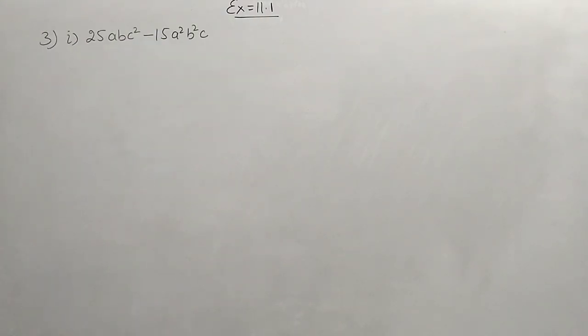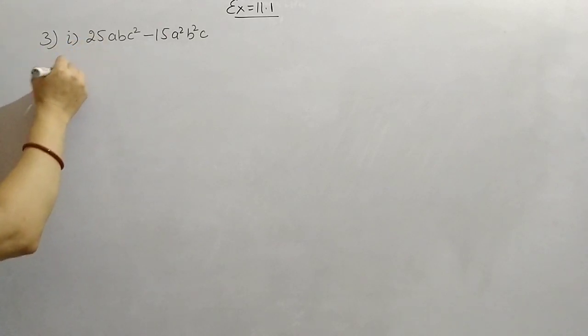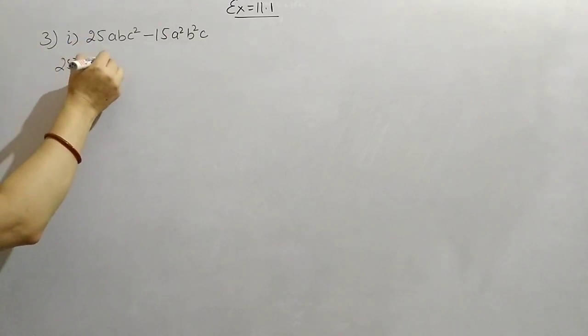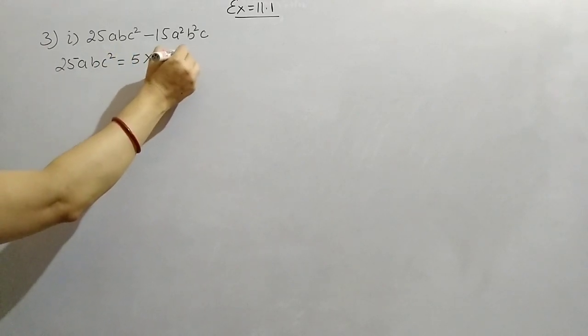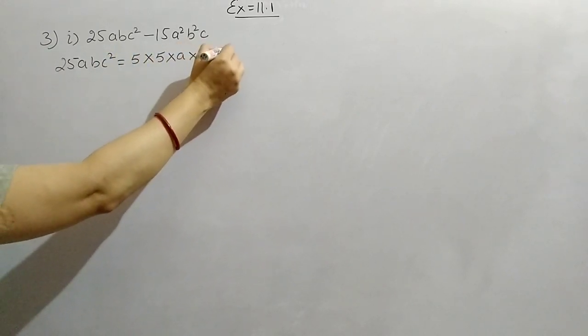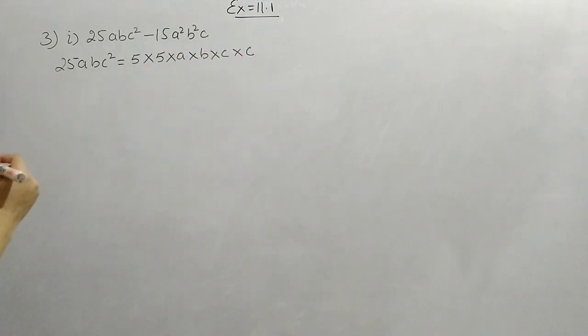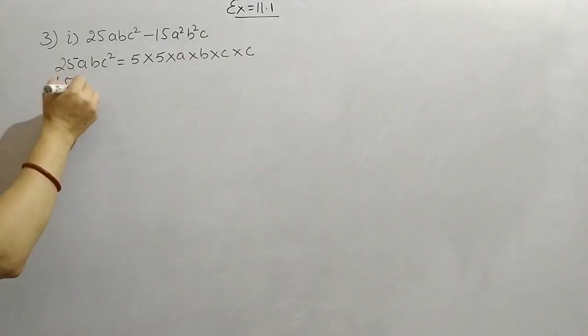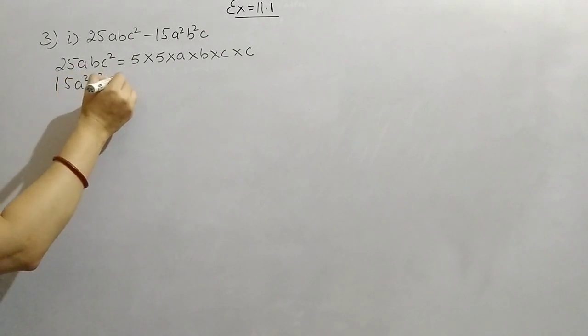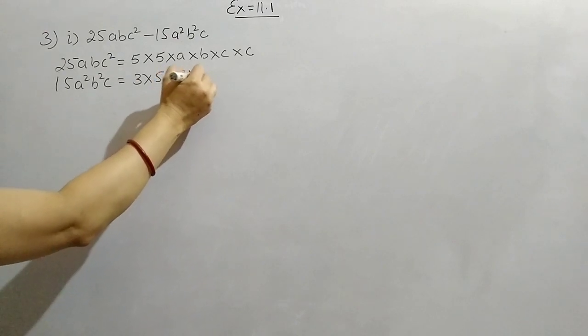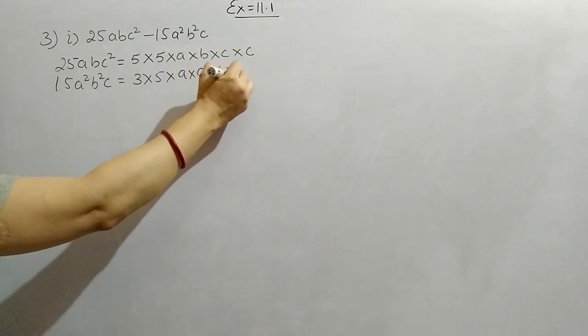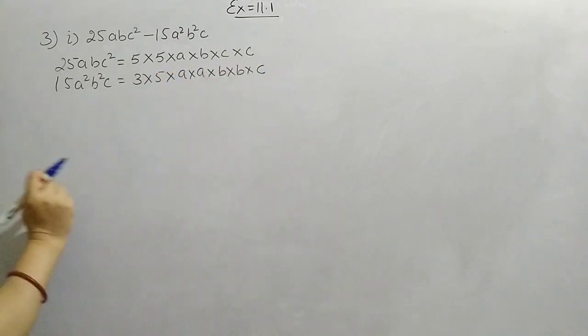Next, question number 3, first part: 25abc square minus 15a square b square c. So first term, we will split out 25abc square. 25 we can write as 5 into 5 into a into b into c into c. Second term, 15a square b square c, we can write 3 into 5 into a into b into b into c.